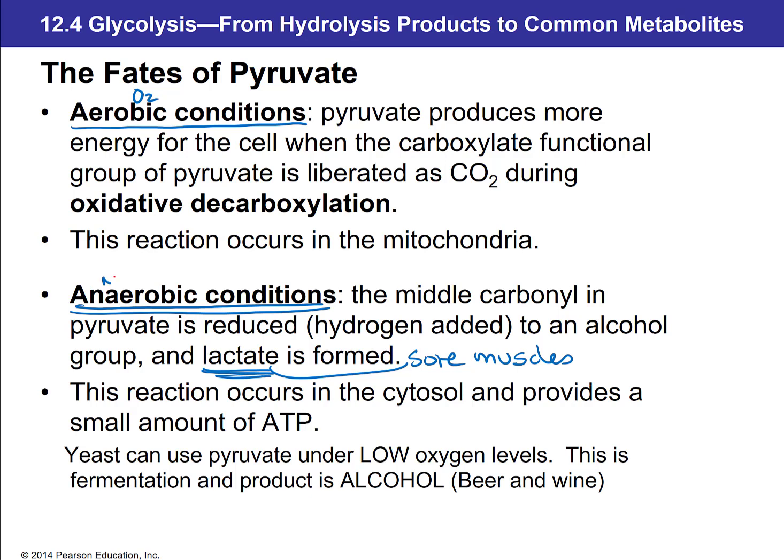So if you see anaerobic, this means no oxygen. We can still make energy, but we're only going to make about 2 ATPs per glucose. Just as a side note, yeast prefer this. So yeast will break down, they use glycolysis, and under low oxygen levels, they'll take the product of glycolysis, which is pyruvate, and they'll convert it to alcohol. And so this is called fermentation.